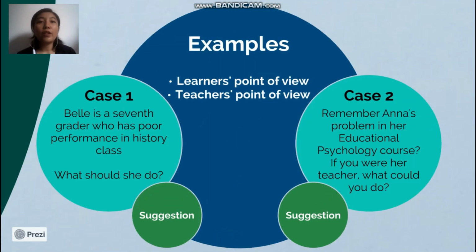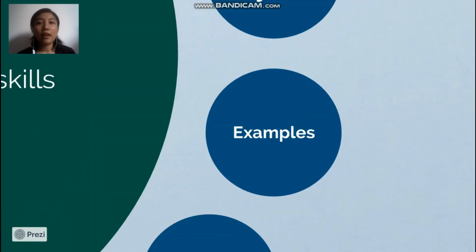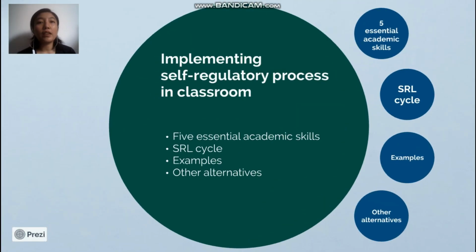Okay, so we have learned from the two cases. We have learned the self-regulatory cycle and how to implement it. There are actually several alternatives we could explore. Those alternatives will be explained by Ayu.